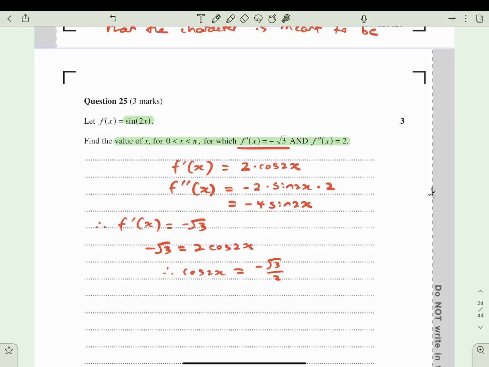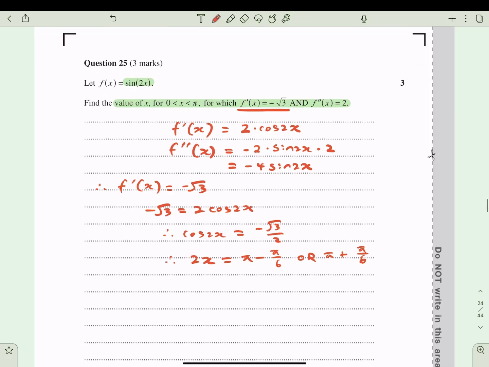And if we recall our exact values, which hopefully we can do, we should remember that cosine pi on 6 is equal to square root 3 on 2. Since this is a negative value for cosine, that must mean it's in the second and third quadrant. So what that means is, therefore, 2x equals pi minus pi on 6, or pi plus pi on 6. So remember, second or third.